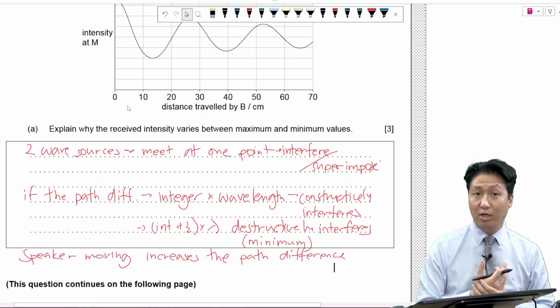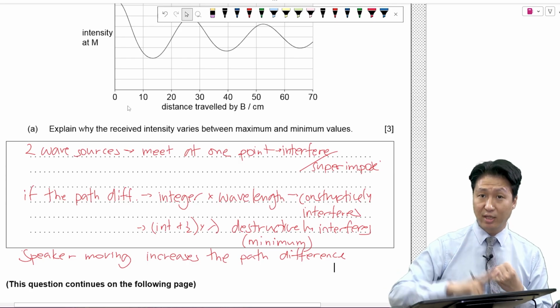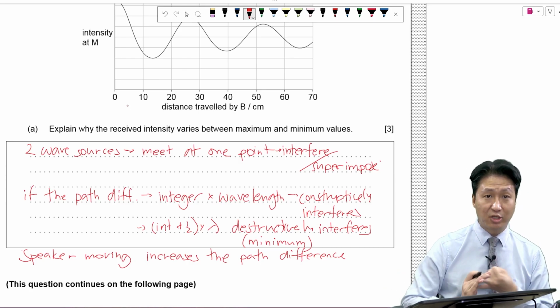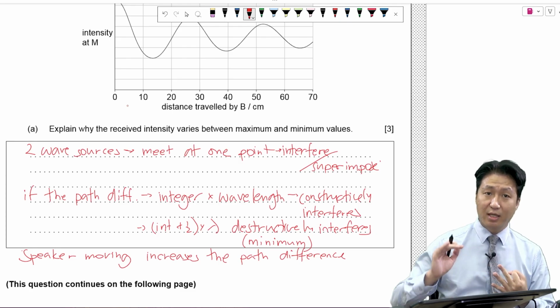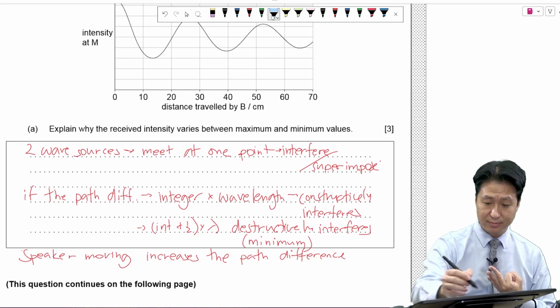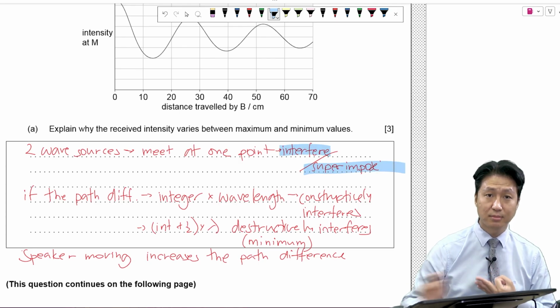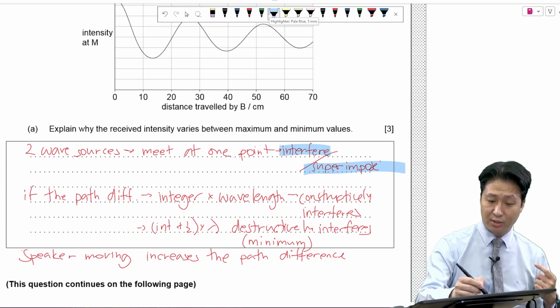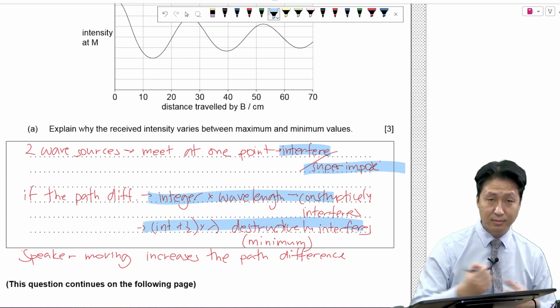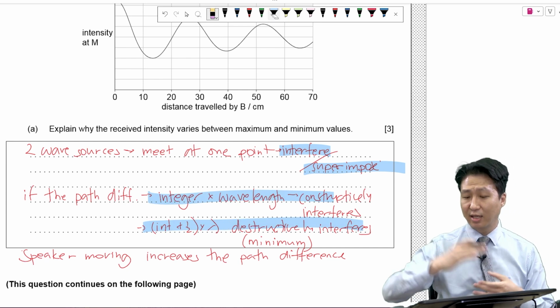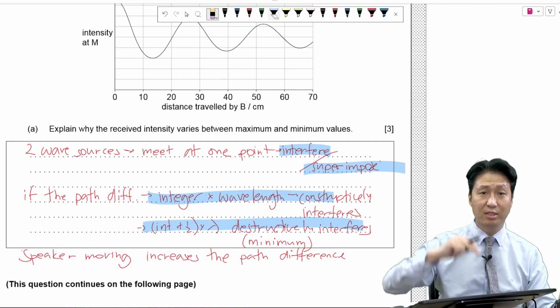So as long as you mention all of these: the fact that there are two waves, that they interfere at a single point M, you have to also mention that they interfere or superimpose. And then you have to mention the conditions. And the fact is that because the speaker is moving, this path difference changes, and as it changes, it will alternate between constructive and destructive.